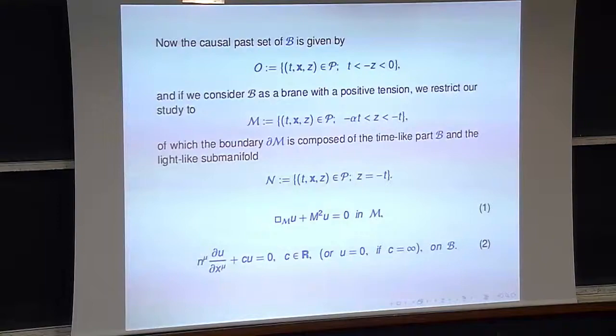Now we want to investigate our waves in the causal past domain of the brane, which is exactly given by this bulk. This bulk has two boundaries, a brane and a Cauchy horizon. And we want to investigate the Klein-Gordon equation in the bulk with some condition on the brane, a Robin-like condition. C is a dimensionless parameter which expresses the strength of the coupling between the brane and the field.